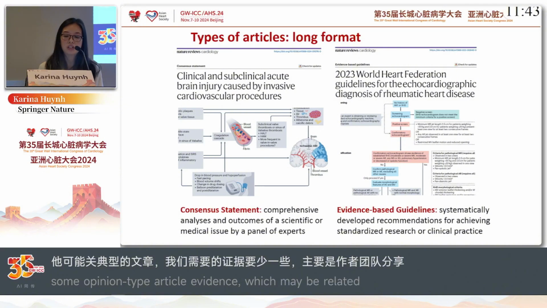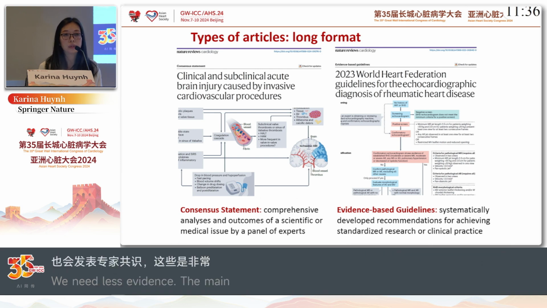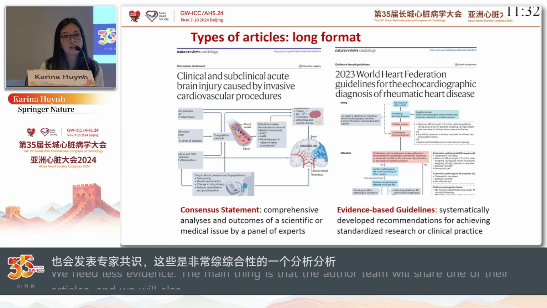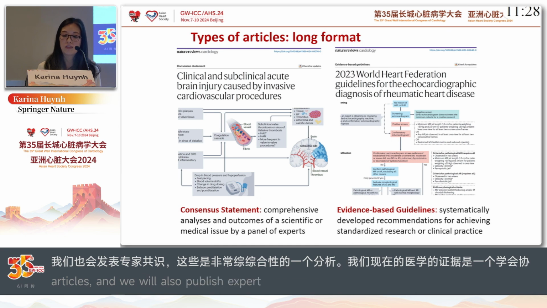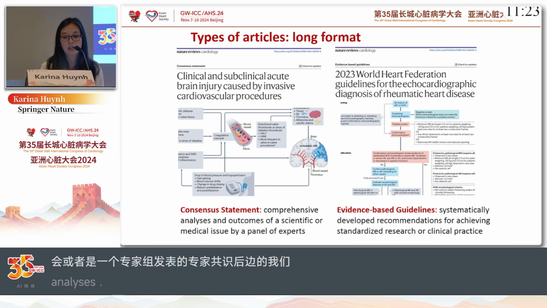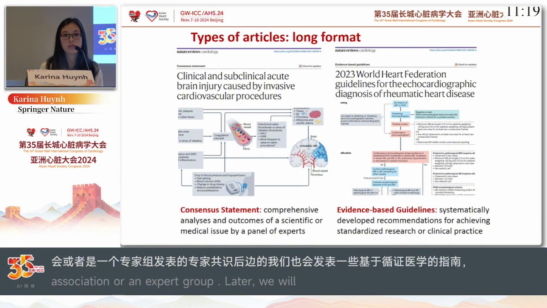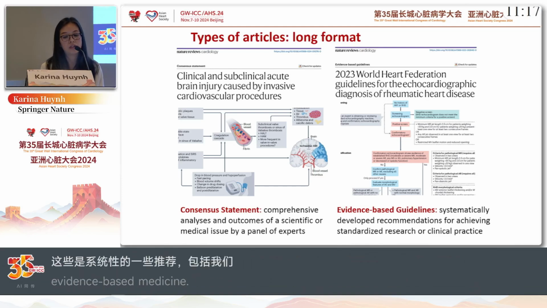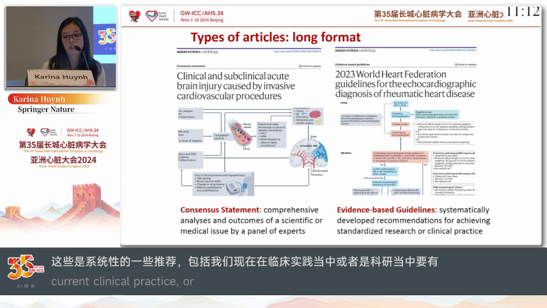We also publish consensus statements, and these are comprehensive analyses and outcomes of a scientific or medical issue, and these are usually published by a panel of experts, whether they're a society or a committee or a working group. And we also publish evidence-based guidelines as well. These are systematically developed recommendations that have the goal of achieving standardization in research or clinical practice, and again, are usually published by a panel of experts, such as a society or a committee or a working group.